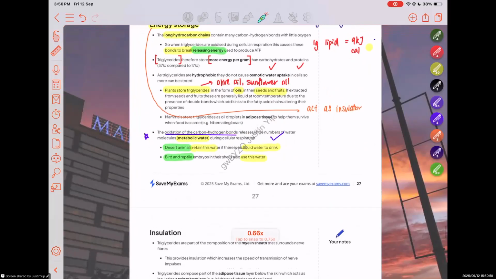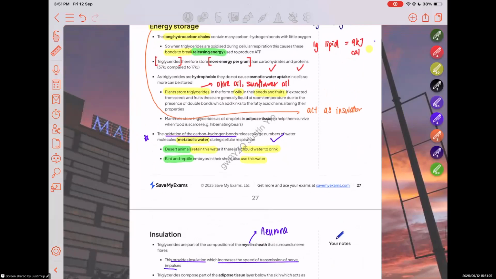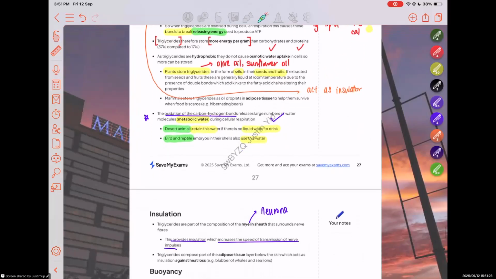Okay, myelin sheath, you will learn it in the neuron chapter. They will provide insulation, which increases the speed of transmission of nerve impulse. So the function of the myelin sheath is to increase the speed of transmission of your nerve impulse.